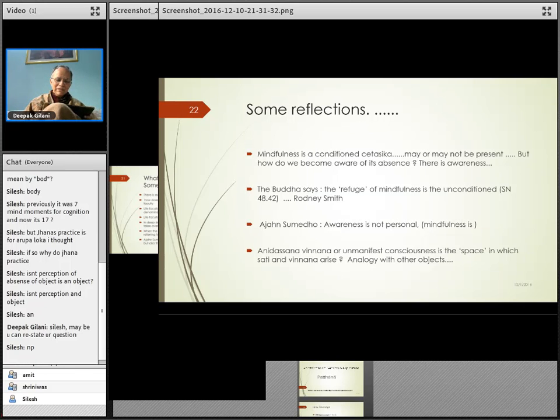So the point I am making, using these analogies, is that Anidassana Vijnana, or unmanifest consciousness, is like space in which the objects lie. So it is like the space in which Sati, mindfulness, and Vijnana arise. The problem of course with the analogy is that Vijnana can never be an object because it's always a subject. I can see you, I can hear something, but I can't see the seer.